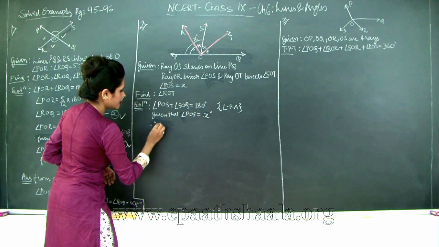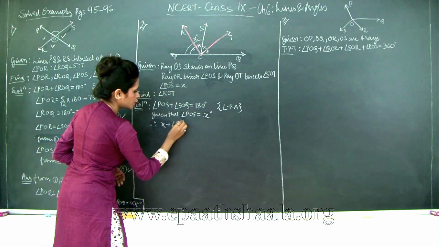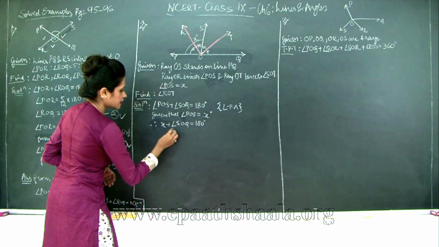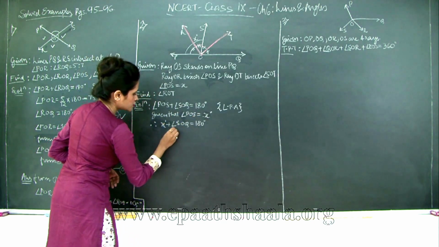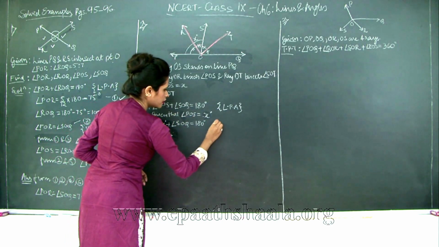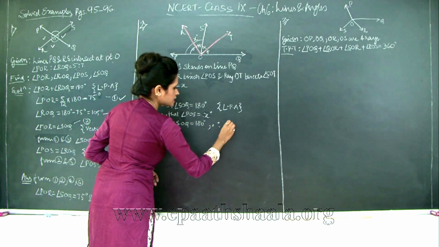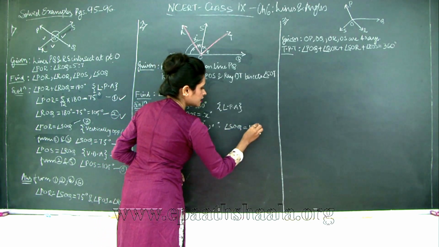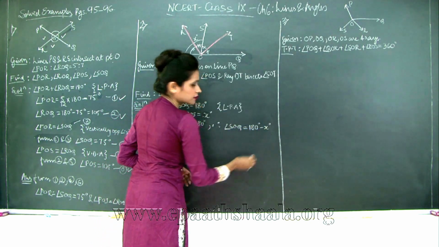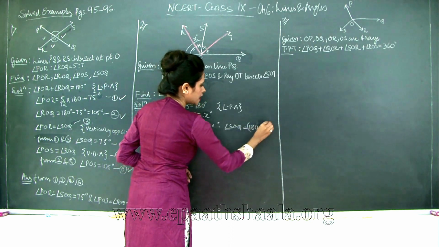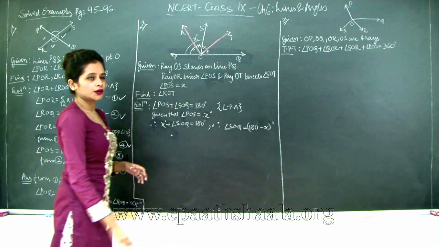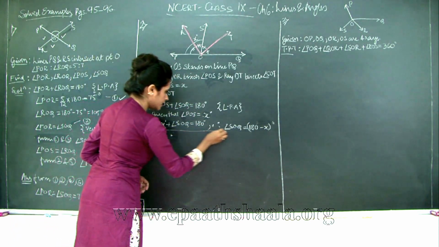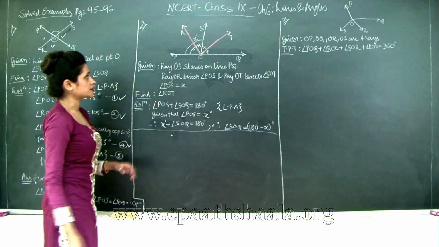Therefore, what do we have? X plus angle SOQ is equal to 180 degrees. Correct? This is x degrees. So, angle SOQ, therefore, angle SOQ is equal to 180 degrees minus x degrees, or you can just say 180 minus x degrees, right? So let's leave this for now. I'll just draw a line. Let's look at our bisectors.